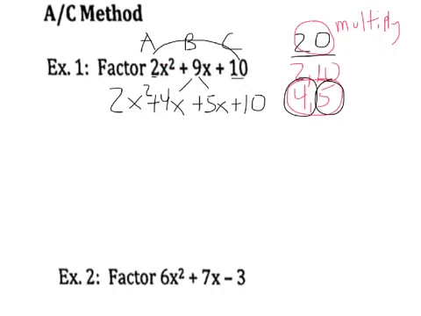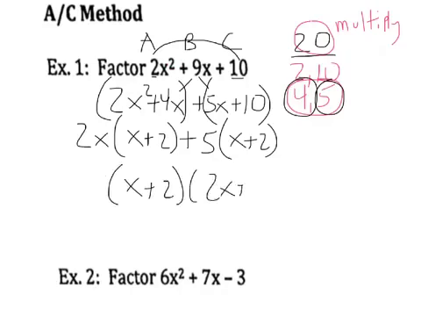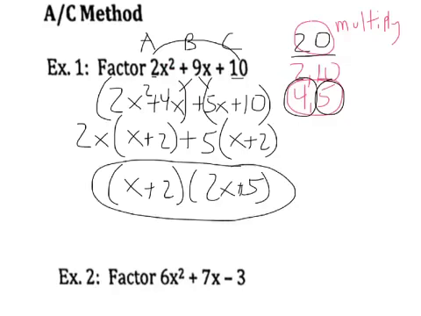Okay, so now we do exactly what was on the quiz. Once you get to here, now you do what you know how to do. So I'm going to group the first 2 together and the second 2. That first group I could pull out a 2 and an x, and I'm left with x plus 2. Bring the plus down. I could pull a 5 out of the second group, and I'm left with x plus 2. And you should always end up with the same thing inside the parentheses. So my final answer, I'll put x plus 2 in one set and 2x plus 5 in the other set. So if I multiply those two things together, I will end up with what I started with.